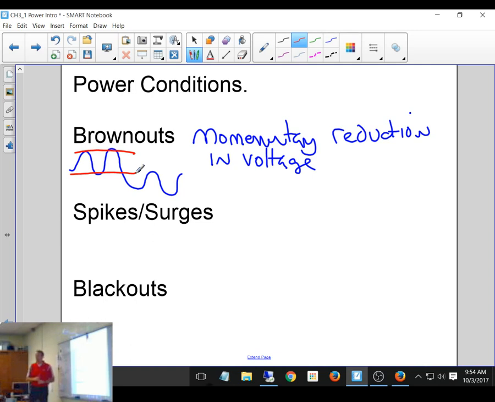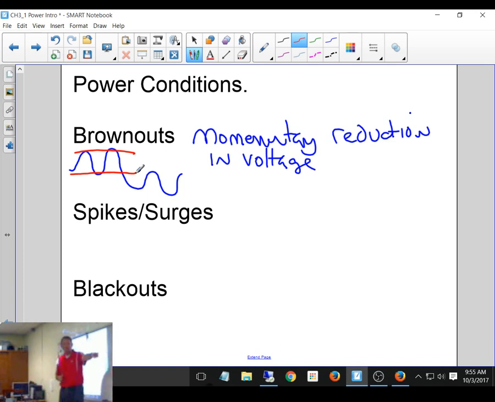Okay? PCs don't like brownouts. If they don't have the right amount of power, they just shut down. They just turn off. It has to have a specific amount of power. So brownouts are a momentary reduction. When I say momentary, I mean it's just like things going up and down. You might have it at your house all the time. I have it at my house. We get brownouts on our power grid where all of a sudden you hear things go off. It still happens every once in a while.